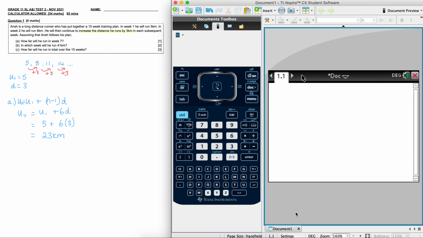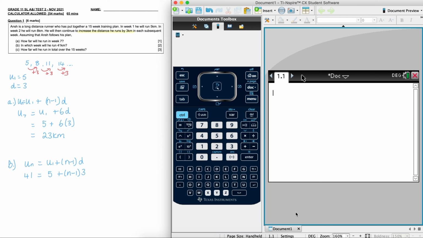And then for part B, it asks me in which week will he run 41. So this time there is a term that I'm trying to find. So we're going to use the term formula. And I know that that term is 41. I know that the first term is 5. And I know that the difference is 3. So now I can rearrange that to find what n is equal to.